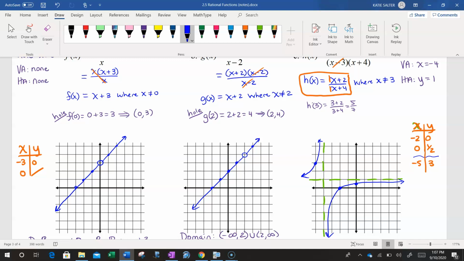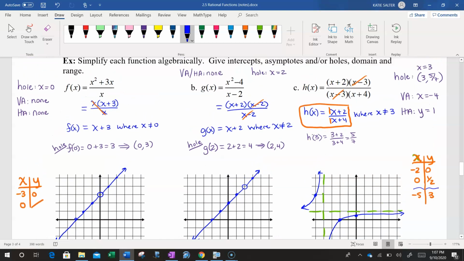But we have to make sure that we include our hole in the graph. And recall, our hole is wherever x is equal to 3.